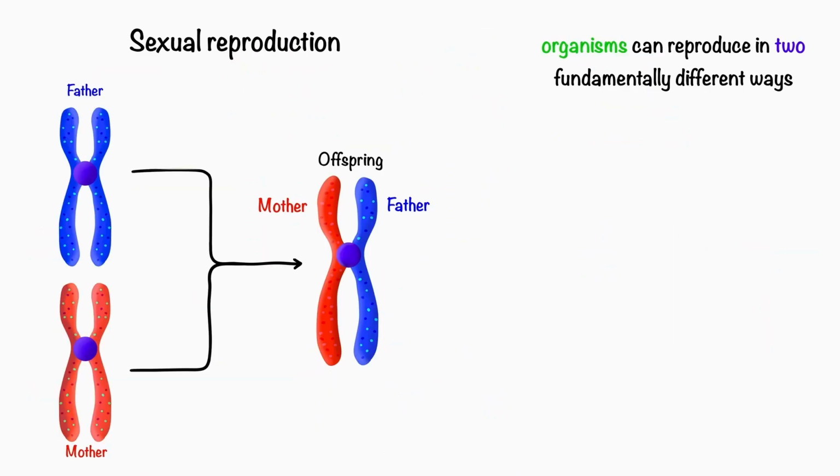Living organisms can reproduce in two fundamentally different ways. Let's first look at sexual reproduction, which involves two parents combining their genetic material. In sexual reproduction, genetic information from two organisms, a father and a mother, is combined to produce offspring that are genetically different from either parent.